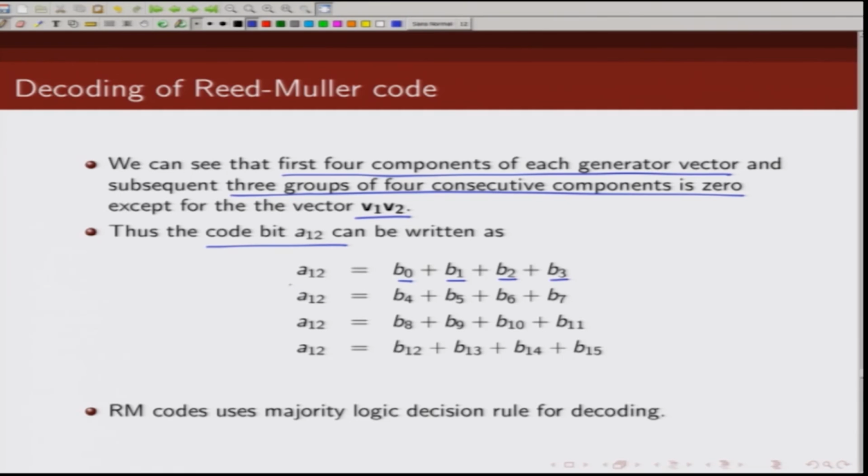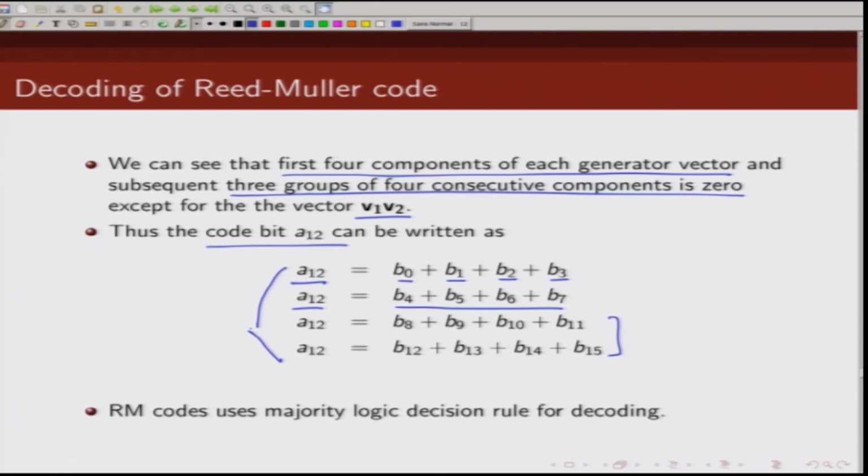So, I can get information about A12 by looking at these first 4 columns or first 4 bits of this code word. Similarly, the next 4 bits of the code word, if I add them up, I can get another independent information about A12, and the same thing I can get from the next set of 4 coded bits. So, what you can see is I am getting 4 independent views about what A12 is.